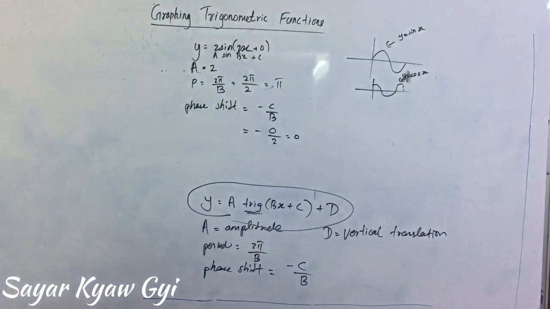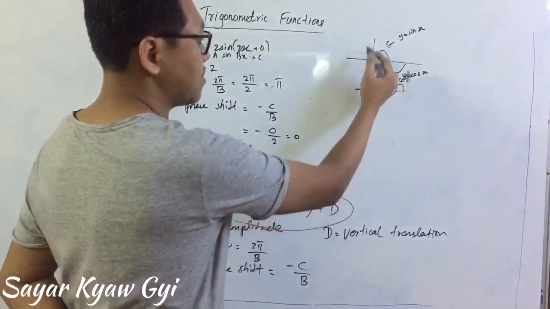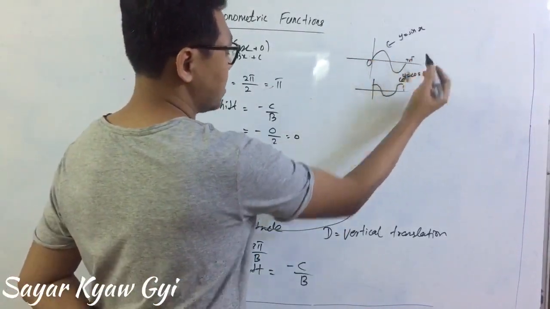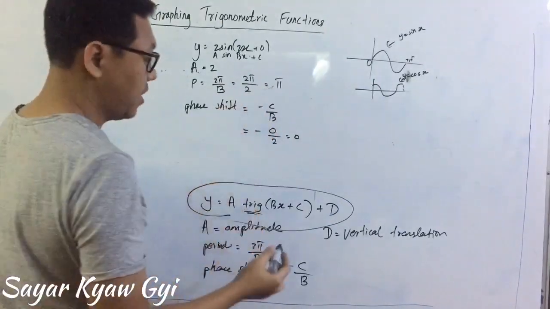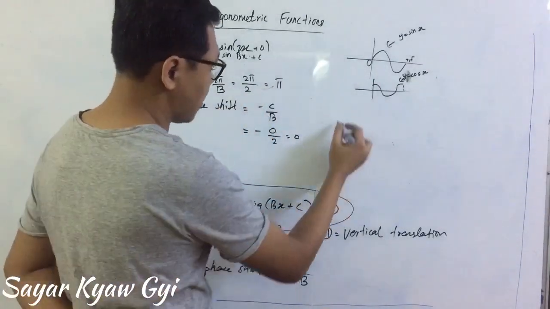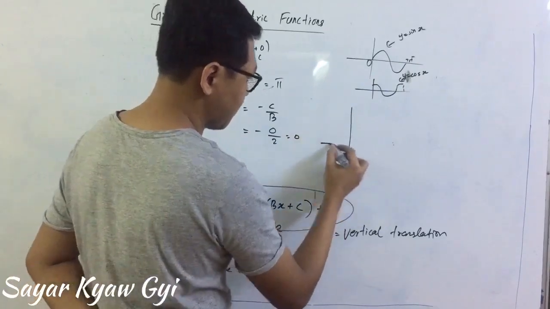Sine is cosine, okay. So when you go to sine, we have to draw like this, okay? For the basic sine, the period is 0 to 2 pi. For this case, the period becomes pi only, okay? So let me draw. Okay, I will just draw here.